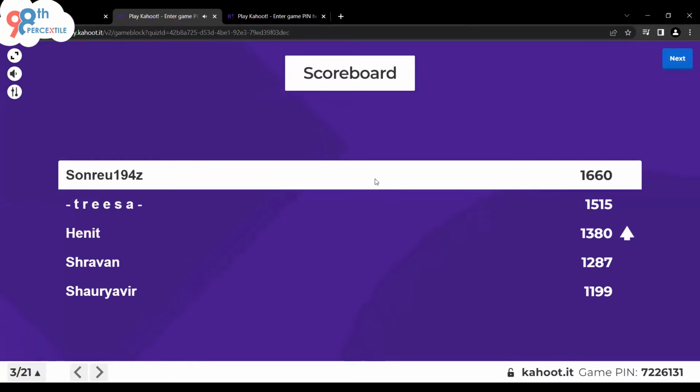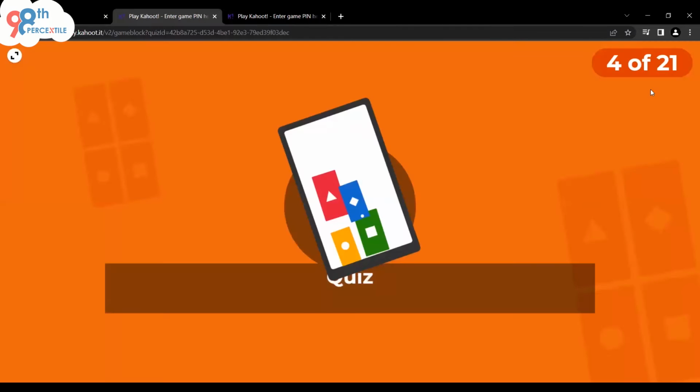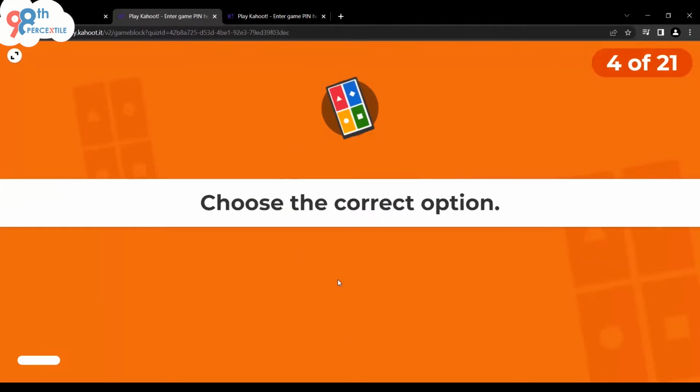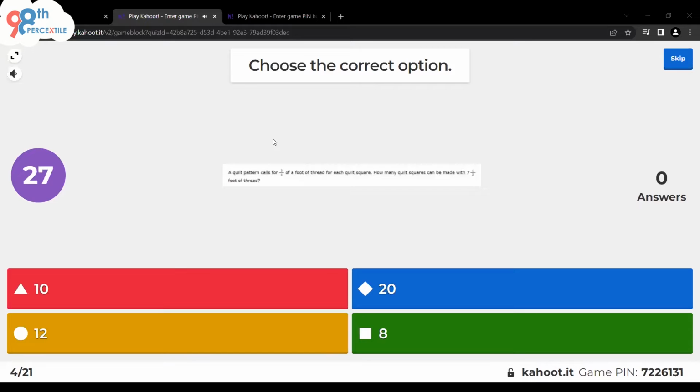Okay, so Henith has moved up a position and the rest of you have been quite maintaining your positions over here. Getting on with the fourth question, let's try this out. A quilt pattern calls for 3/4 of a foot of thread for each quilt square. How many quilt squares can be made with 7 1/2 feet of thread? So I've written down the numbers here.